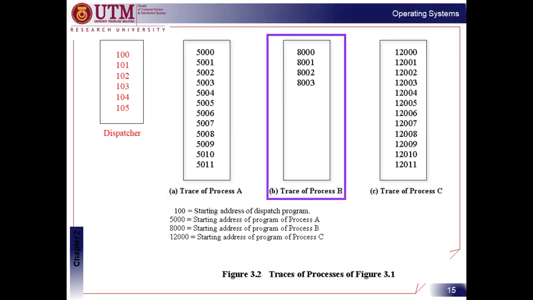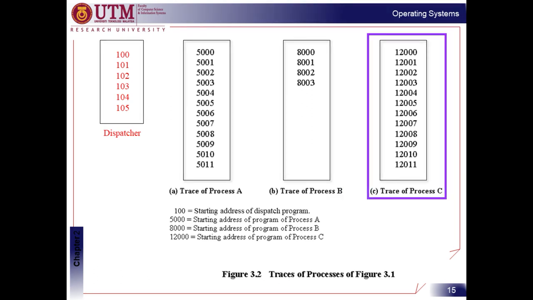Figure 3.2B shows the traces of process B. The memory addresses for this trace are 8000 to 8003. Figure 3.2C shows the traces of process C will go through during its life cycle. The memory addresses for this trace are 12,000 to 12,011.